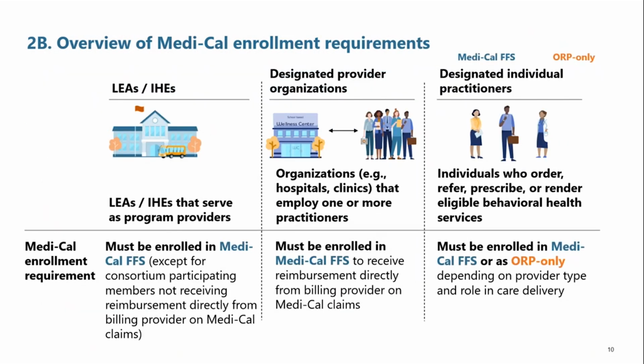This slide offers a side-by-side summary of Medi-Cal enrollment requirements for the three types of participating entities under the CYBHI Fee Schedule program: LEAs and IHEs, designated provider organizations, and designated individual practitioners. LEAs and IHEs. These are educational institutions acting as the program provider. They must enroll in Medi-Cal fee-for-service in order to bill for services, unless they are part of a consortium model where only the lead LEA or IHE needs to be enrolled, as long as the other members don't bill directly.